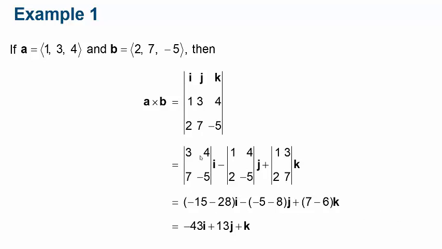You can go through the arithmetic here. 3 times -5 is -15. Minus 4 times 7 is 28. And you can do that for all the components i, j, and k. And once you clean this up, this vector here, -43i plus 13j plus k, is the cross product of the vectors A and B. It is the vector that is perpendicular to both this vector and this vector here.